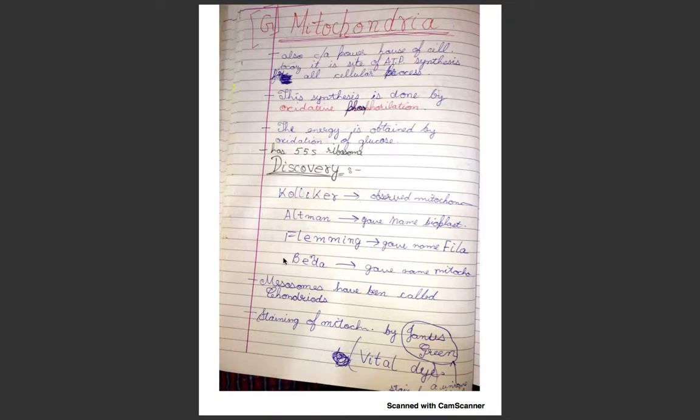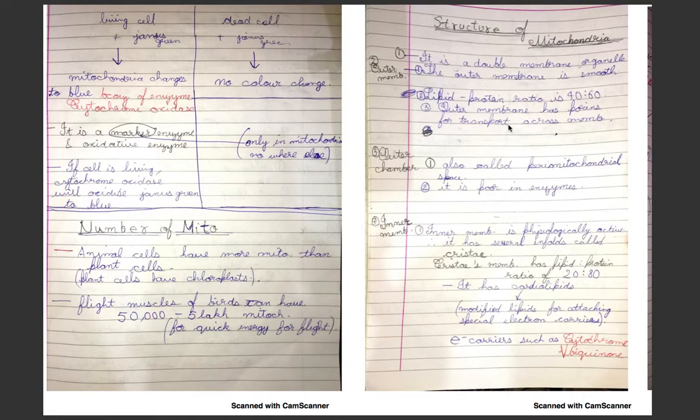This is the next video on the cell. Now, mitochondria and plastids are in this video. A few parts of mitochondria were already done in the last video.